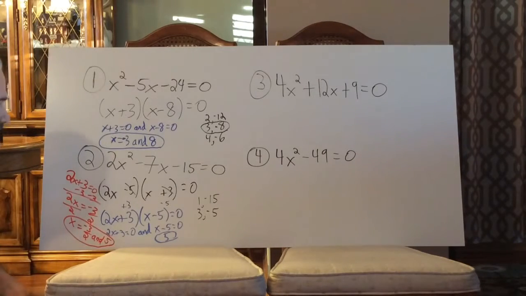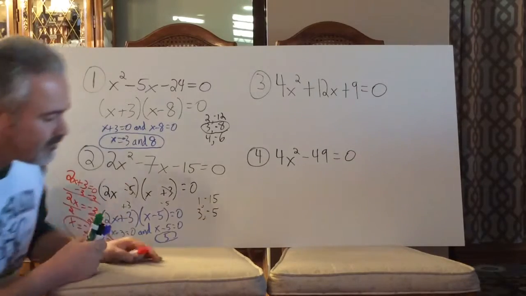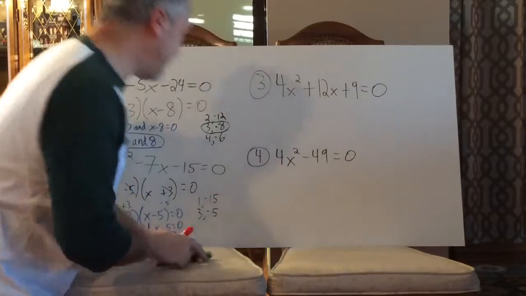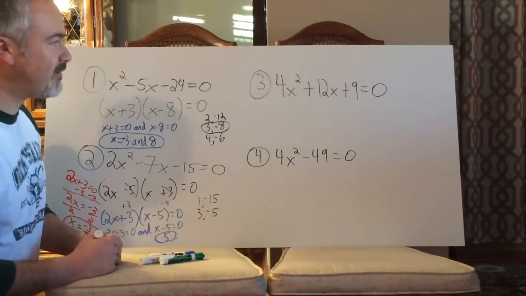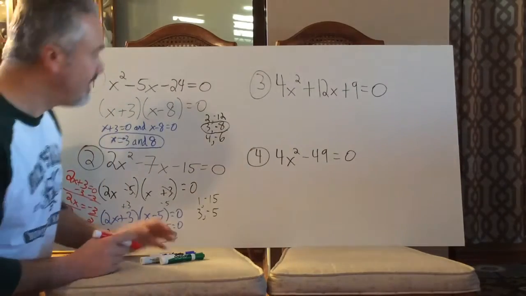So there's my two answers there. Let's go on to problem number 3. All right, problem number 3. We have 4x squared plus 12x plus 9 equals 0.